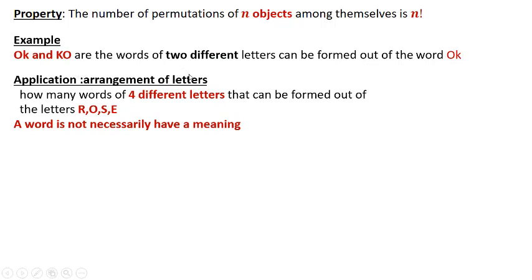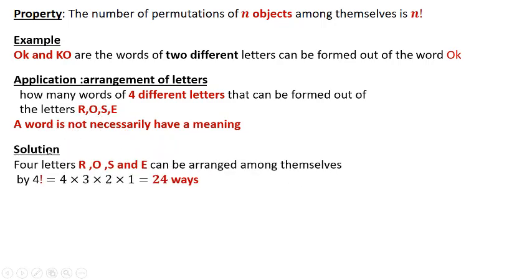Application, arrangement of letters. In how many ways can words of 4 different letters be formed out of the letters R, O, S, E? In all cases, a word does not necessarily have a meaning. Solution. In this situation, we have 4 letters and we are going to arrange these 4 letters among themselves. This is why it can be arranged by 4 factorial. It is just a direct application of this property. The total number of words equals 24.